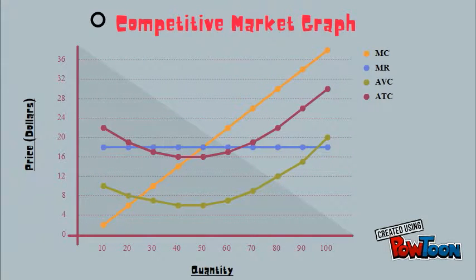Here's a graph of a competitive market. The marginal cost curve is how much the total cost changes when a firm makes one more unit. The marginal revenue curve is how much the total revenue changes with one more unit. It's horizontal because these firms are price takers and must always charge the market price.